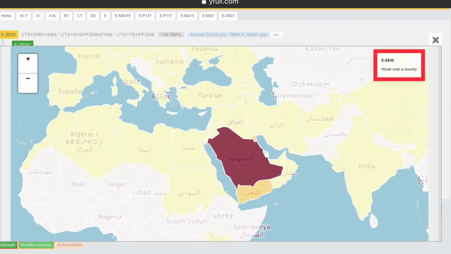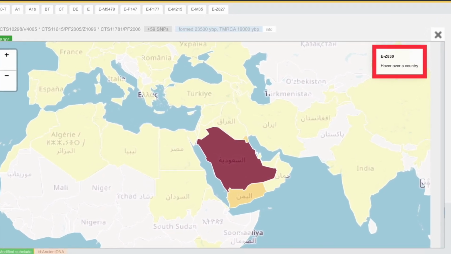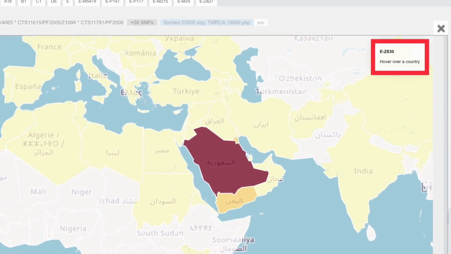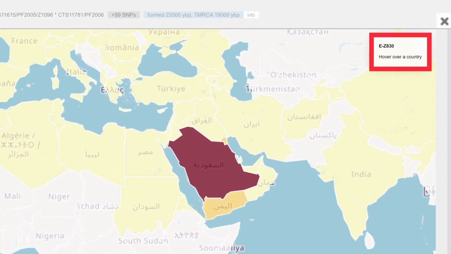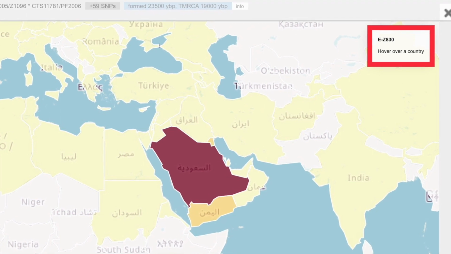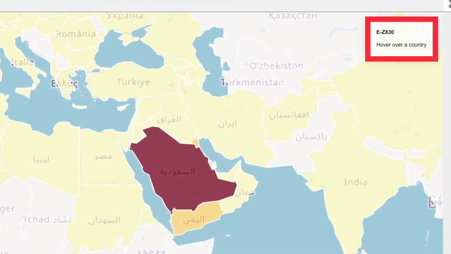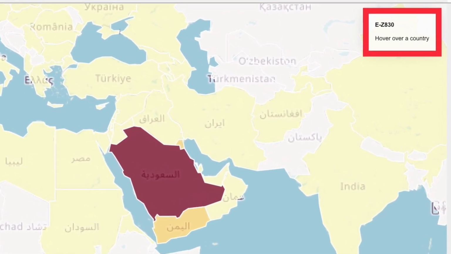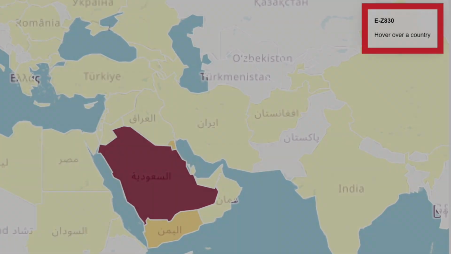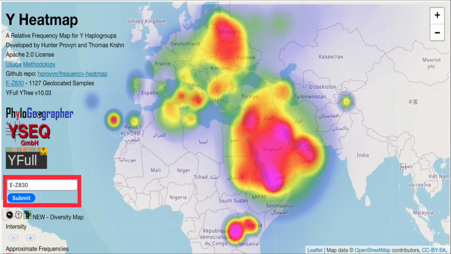E-Z830 is also quite common among Arabian populations. If you type in E-Z830 on FamilyTreeDNA.com, you will see a very high percentage of this subclade within the Arabian Peninsula. Also, if you type in Y heat map E-Z830, you'll still see a very high percentage within the Arabian Peninsula and throughout the Mediterranean and other parts of the Middle East, even in Africa.